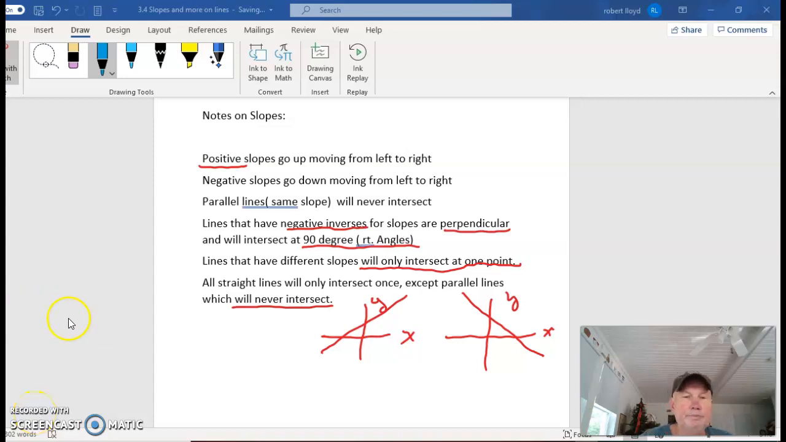Okay, this will wrap up graphing lines and just some notes on slopes. Positive slopes go up, moving from left to right. So they will look like this. And remember, a positive slope is like 3, and we write it as 3 over 1, so we can distinguish the change in y and the change in x.